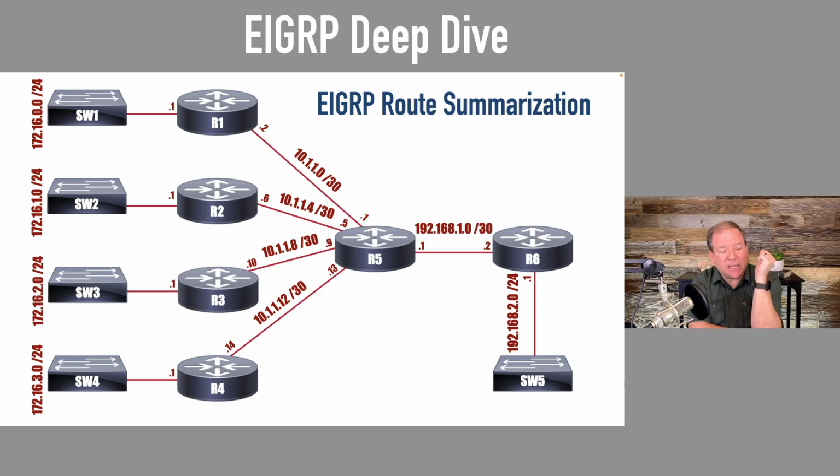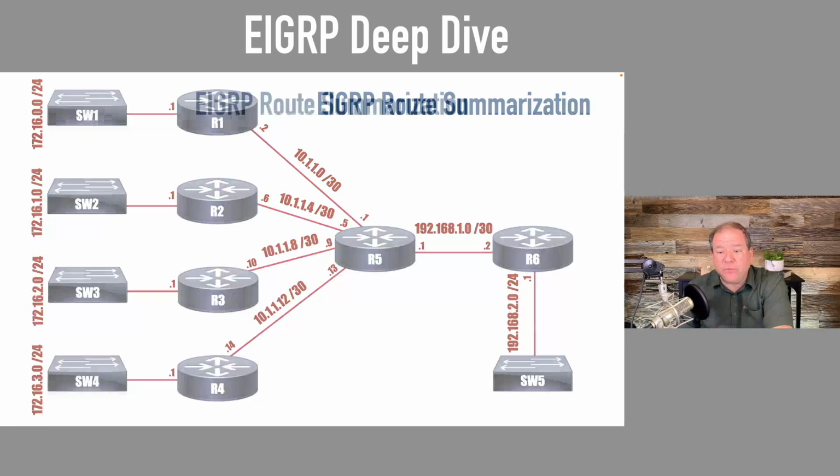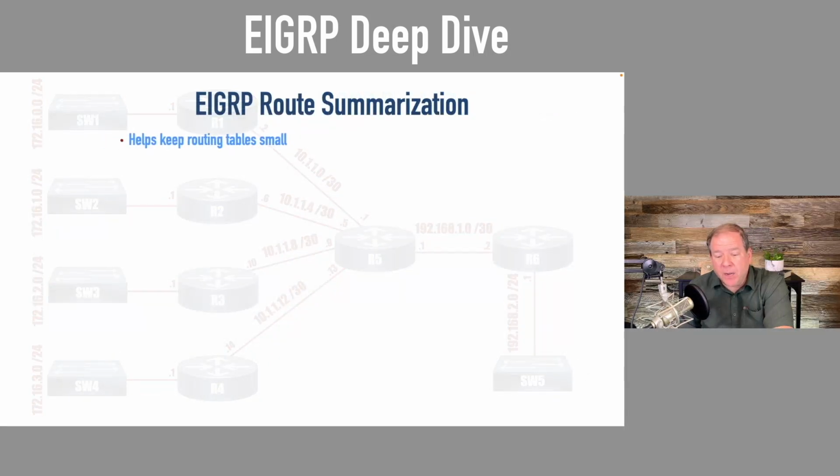Instead of advertising each of those individual networks, what if I sent a summary advertisement? That's going to cut down on the overhead. In fact, let's take a look at some of the advantages that we get from route summarization. Number one, it's going to help keep our routing table smaller. Instead of having a lot of individual routes, we can have one summary route.